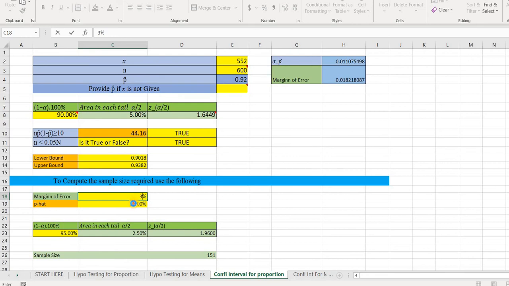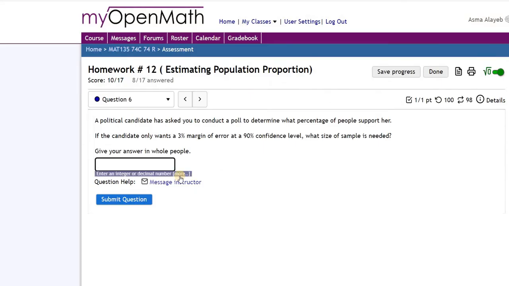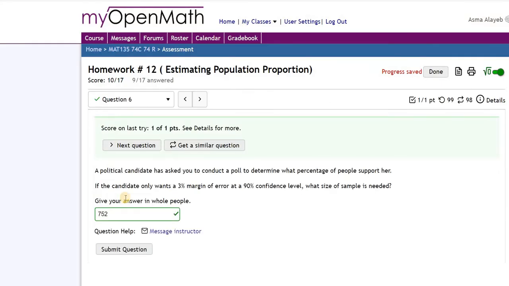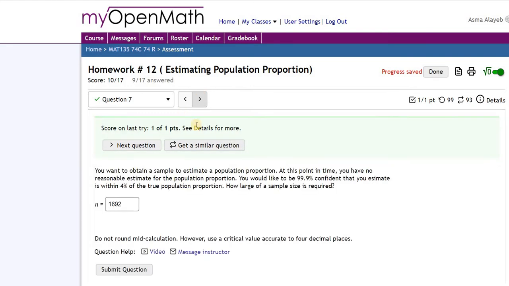And since the P hat was not given to me, we're going to assume it's 50%. And then the level of confidence is 90%. So the sample size is going to be this number, 752. I'm going to paste it right there. And that is how you answer this type of question.